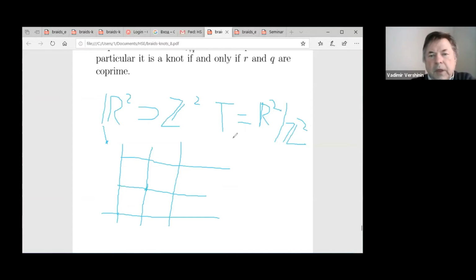So actually this is the same. R2 you can consider as a product of two lines, and this is just a doubling of this construction: if you have a line and make a quotient by Z, then you have a circle. So a torus is a product of two circles, so you are doubling this construction.